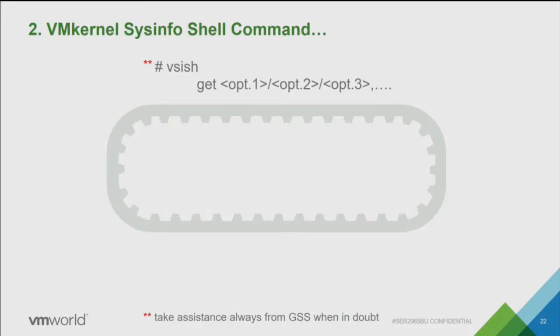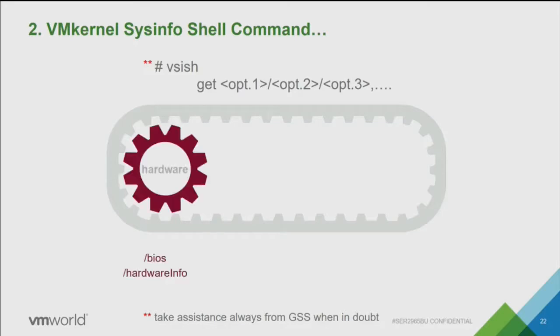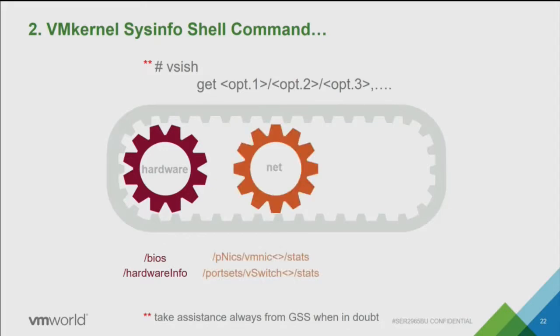VSISH, which is the VMkernel System Info Shell command. Many of you may not have even seen this, but I would strongly suggest you stick to the get option, and make sure no changes are done using anything else. Restrict yourself to only the get option, because changes are going to impact the kernel directly. Now, the first option I want to bring up is to understand the hardware details of the host itself.